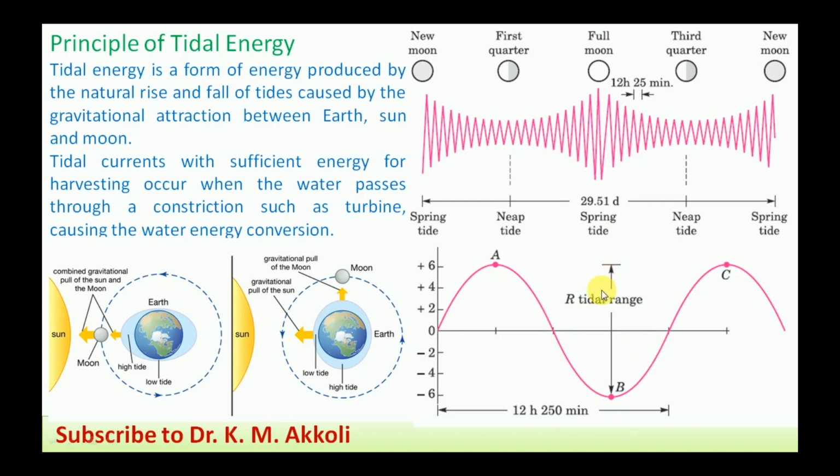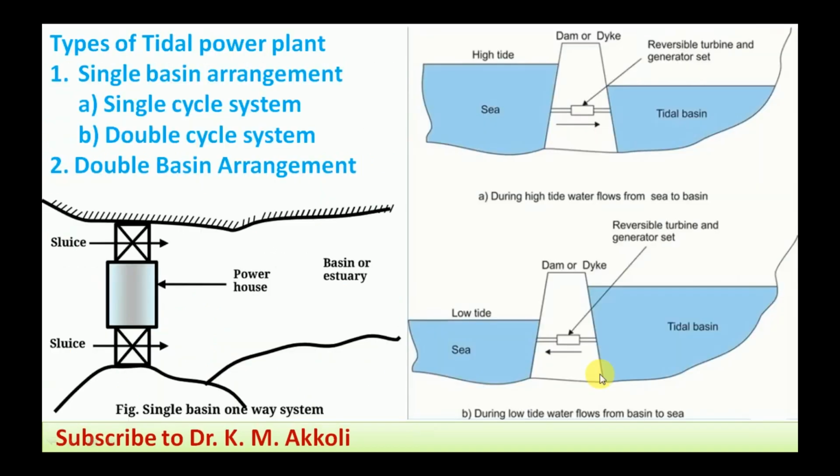Potential energy P can be given as rho g h. Rho is the density of the water, g is the gravitational acceleration, and h is the head. If the head increases, then the potential energy increases. So if the difference is more, the more tidal energy we are going to get. Then next we will continue with the principle of tidal energy. Then how will the tidal energy be harnessed?